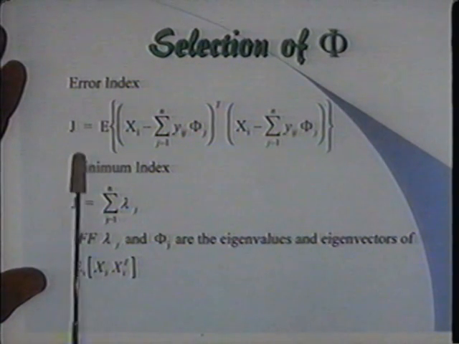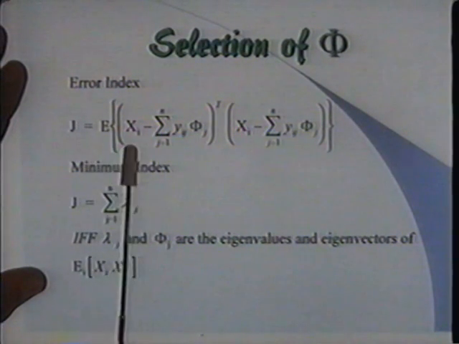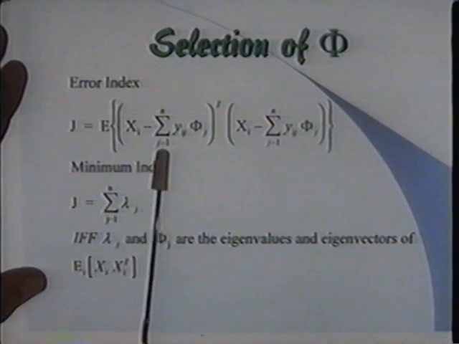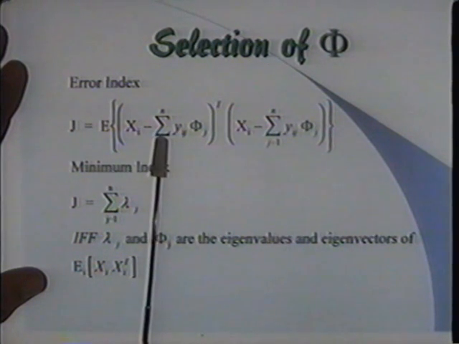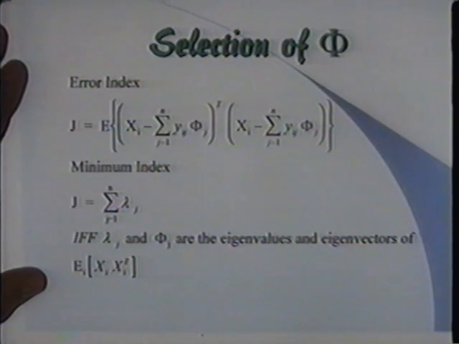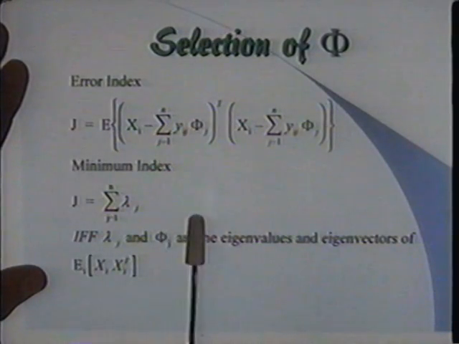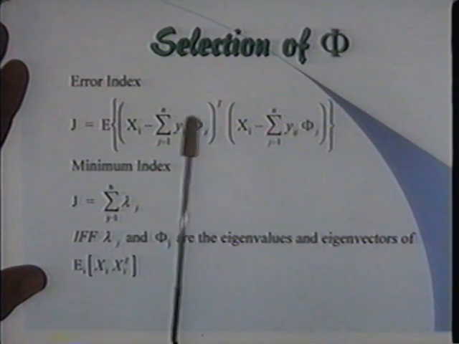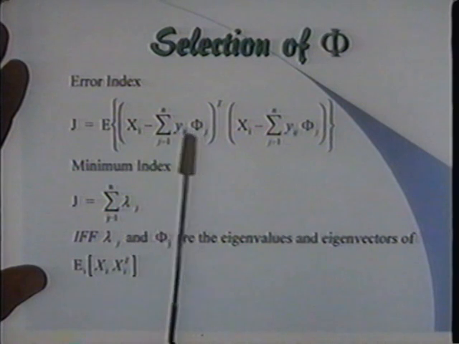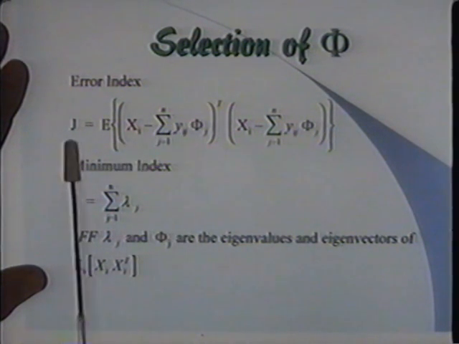Well, it's like any optimization function. You try with an error index, and the error index would be the expectation of the original pattern X minus the approximate pattern, and of course the transpose, you have to do it twice, multiplied to get the square out of it. So it's a form of least squares technique, but you do it on the expected value. You minimize J, and you try to find the phi that will minimize J. If you select the right phi, then this value tends to be very small, and J would be minimum.